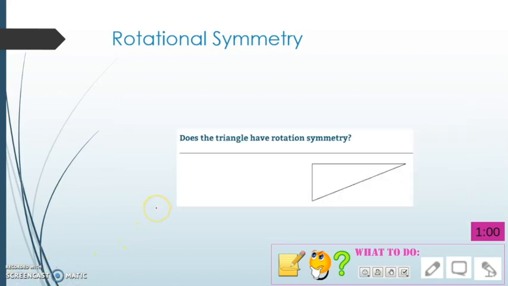What about this triangle? Does it have rotational symmetry? This triangle does not have rotational symmetry. All of its side lengths are different. And so for me to rotate it and for it to land on top of itself, it would have to go a full 360 degrees all the way around.